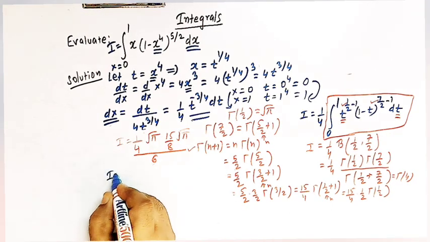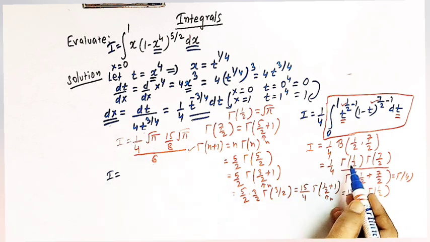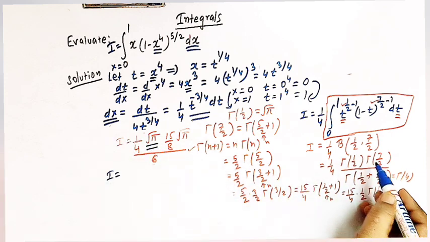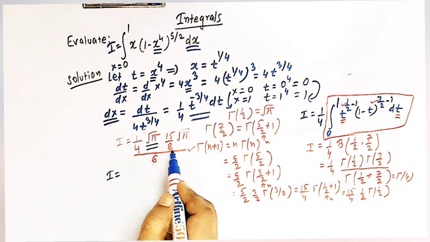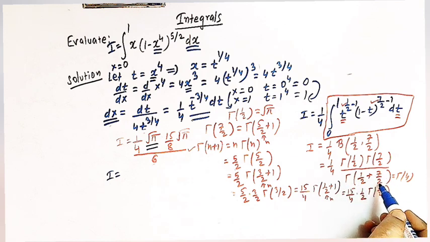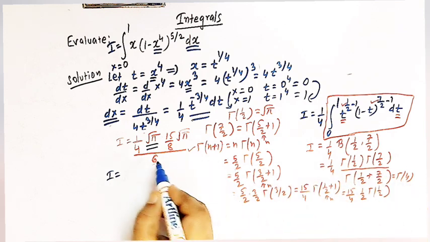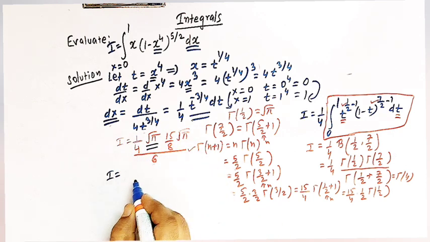So I is now equal to 1 by 4, and gamma of half is square root of pi. Gamma of 7 by 2 is 15 over 8 times square root of pi, and gamma of half plus 7 by 2, that is gamma of 4, that is equal to 6. So now we can simplify this expression.